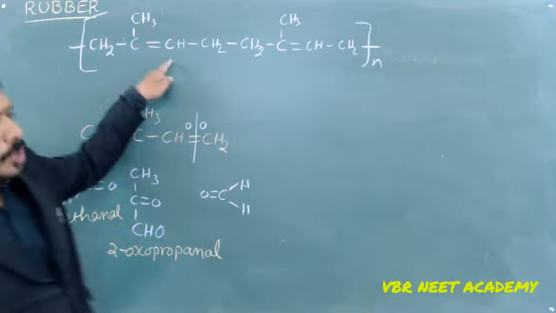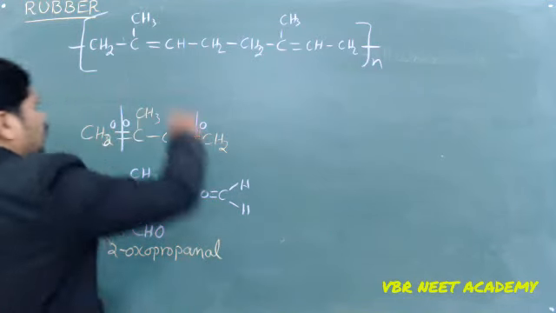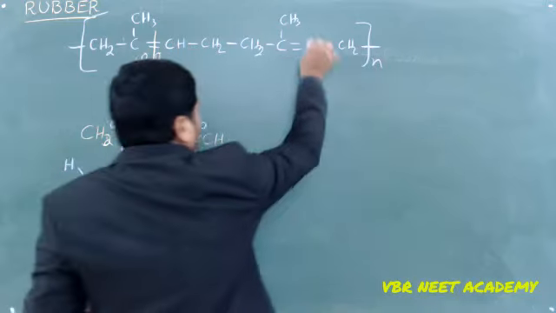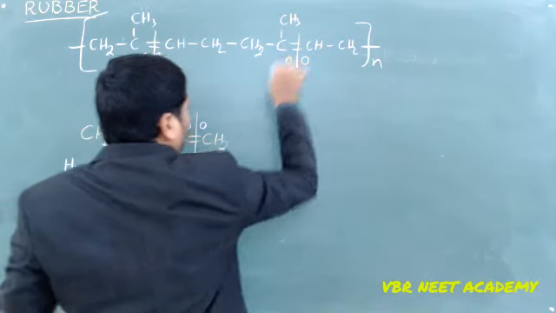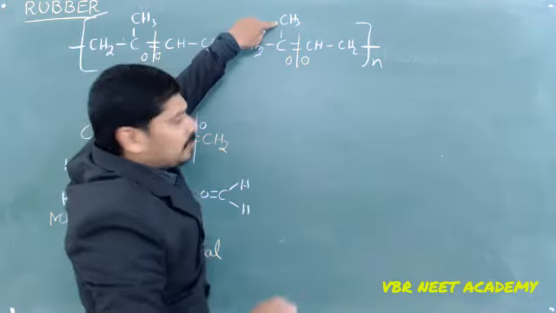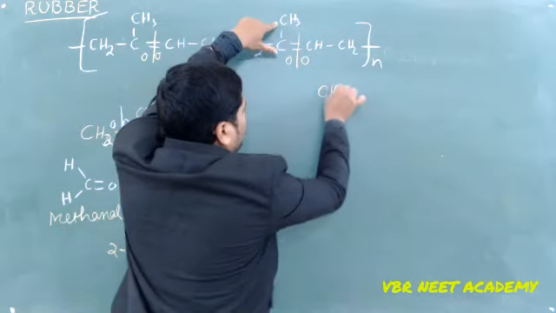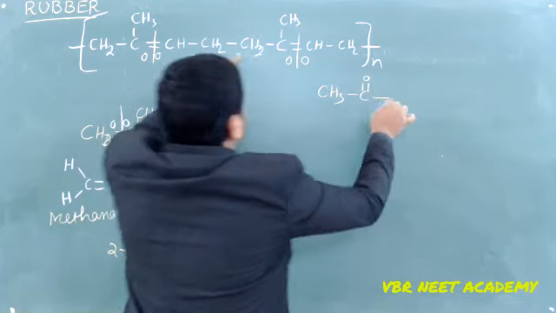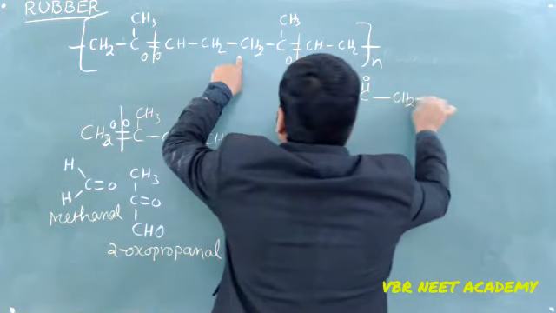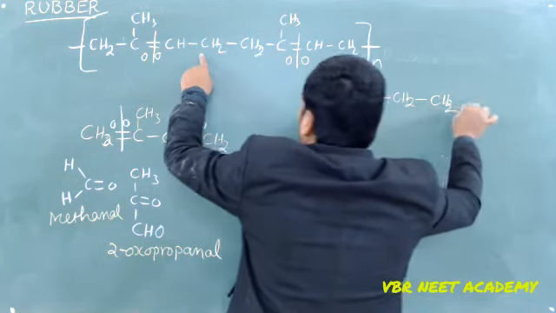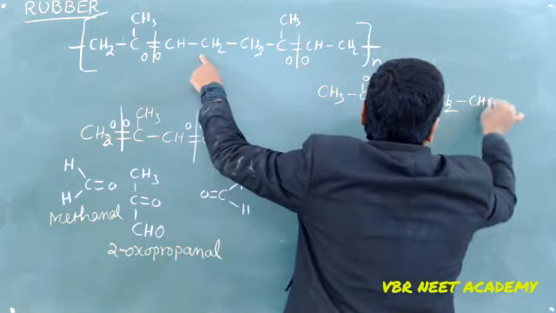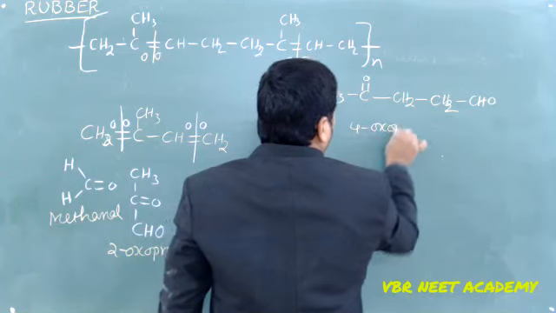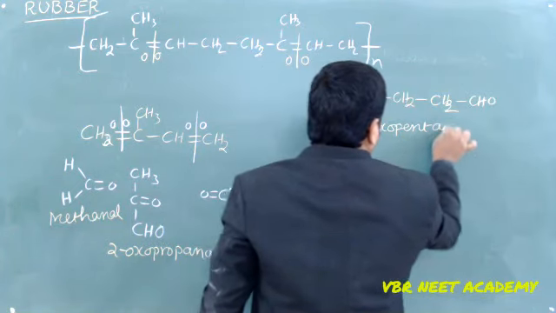If I am doing the ozonolysis for this one, wherever the double bond is there, break that one and keep O here, keep O here. And here also same thing, keep O, keep O. I will start writing from here. CH3, this C double bond O, this CH2 will remain same, and the last one is going to get converted to CHO. What is the name of this one? 4-oxopentanol.